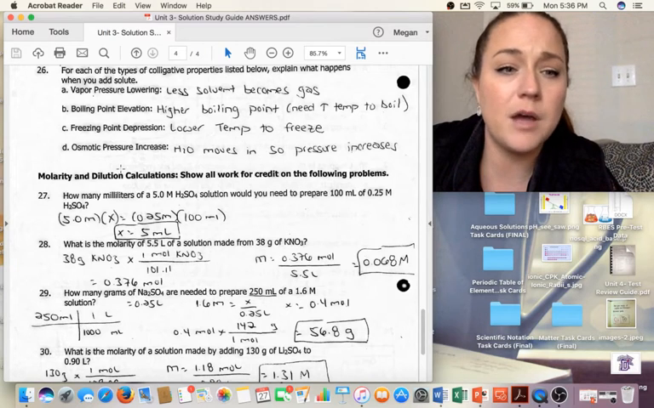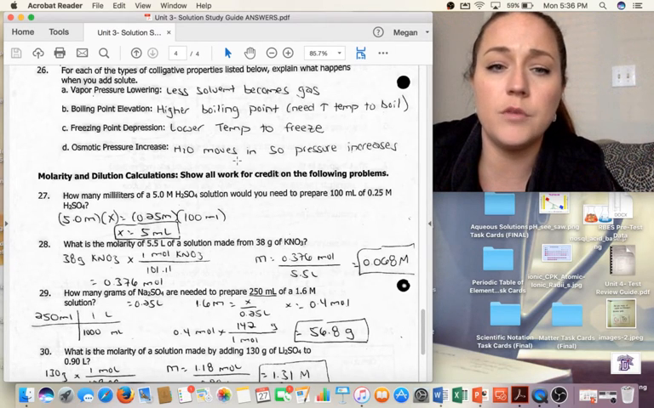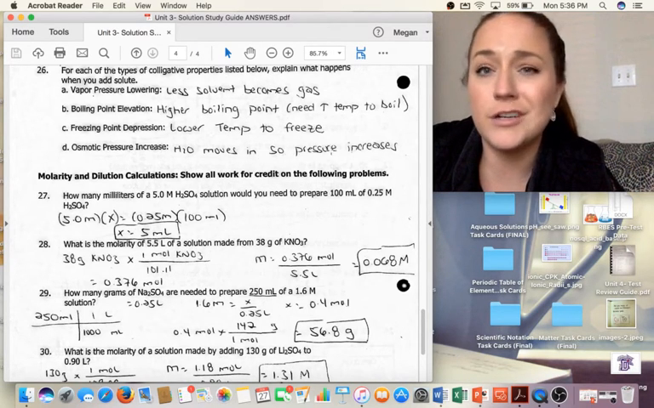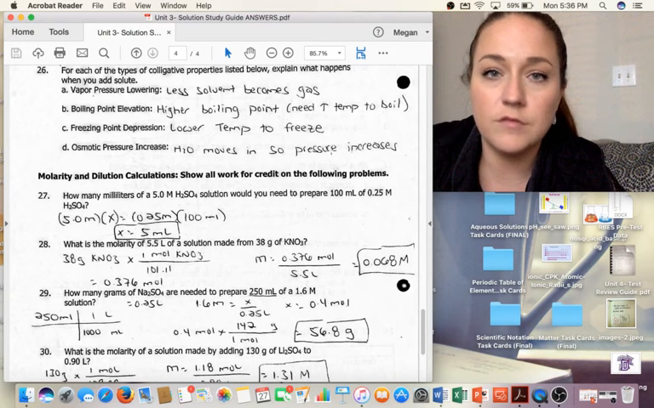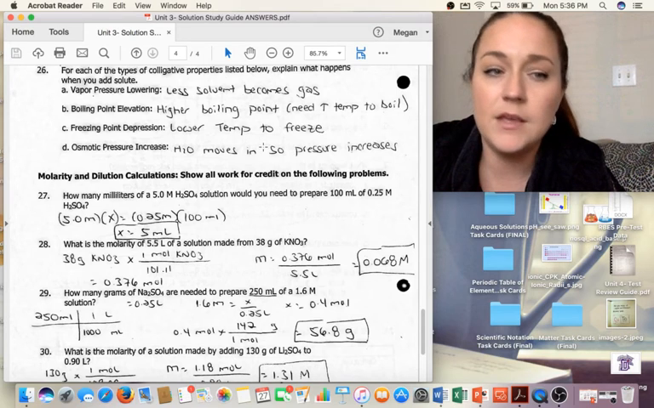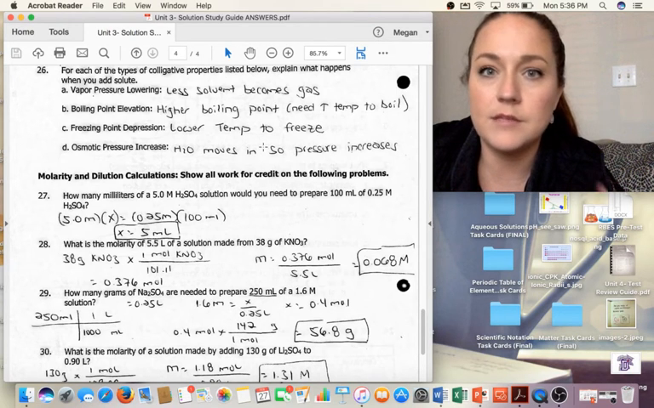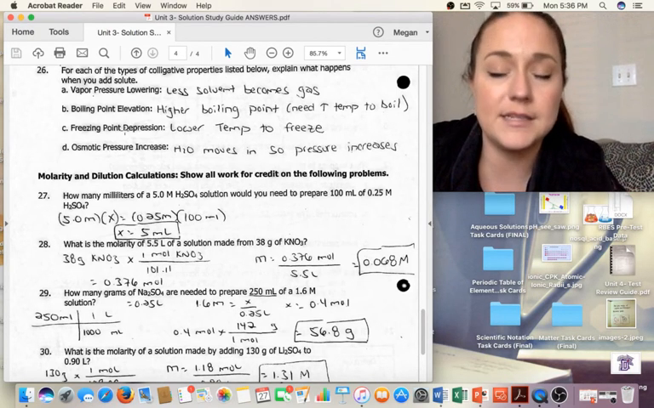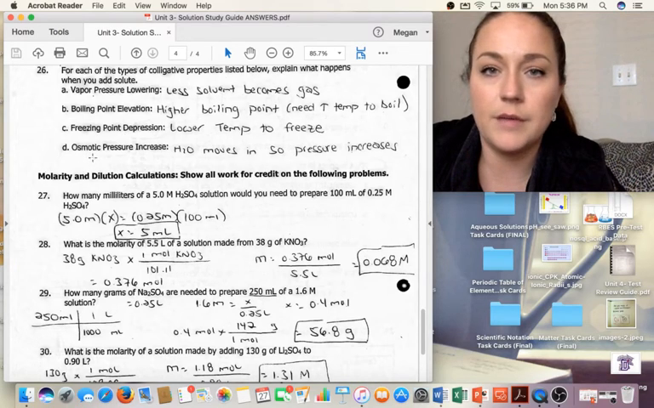All right, osmotic pressure increases. H2O moves in, so the pressure increases. You've talked about this in class, and you are able to talk about this in biology. It is exactly what you're thinking with osmosis, osmotic pressure that you learned about in biology.